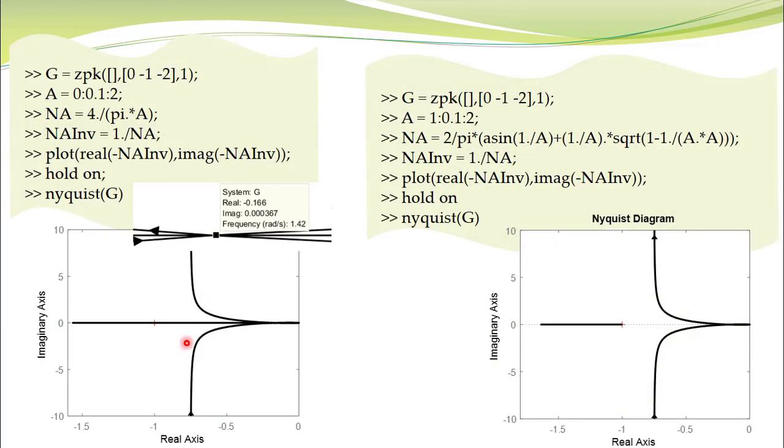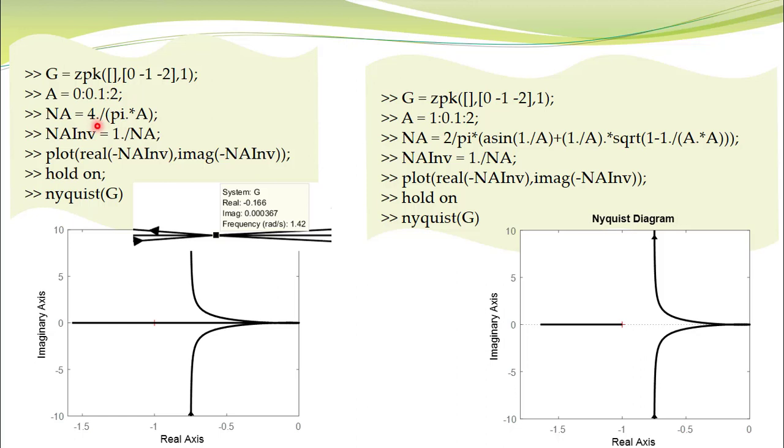So for that purpose, here is the MATLAB code. This ZPK command is to enter the transfer function of the system. We have entered the transfer function, and we have taken some values of a. A varies from 0 up to 2 with a step size of 0.1, and then the describing function. This is the case for the signum nonlinearity. The describing function is given by this relation, 4 divided by pi multiplied by a.